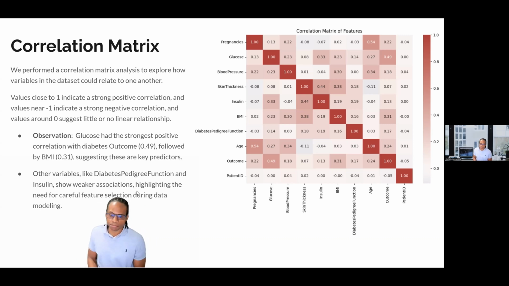Out of that analysis, some of the key observations that we noticed was that glucose had the strongest positive correlation with diabetes outcome, followed by BMI, which indicated to us that those were key predictors for this data set. And then when we look at other things such as diabetes pedigree function and insulin, they showed some weaker associations, but we also wanted to make sure that as we did our analysis, it highlighted the need for careful feature selection during data modeling.